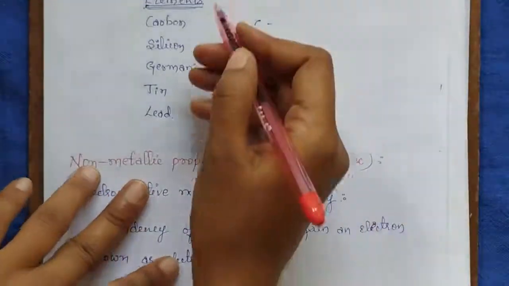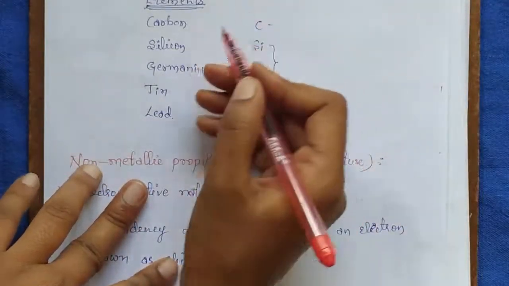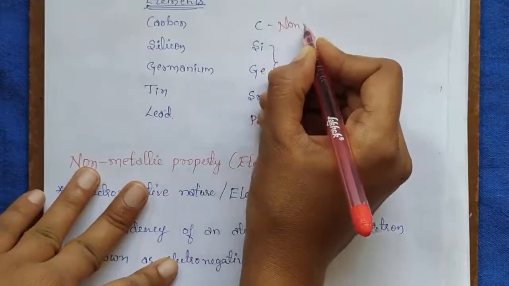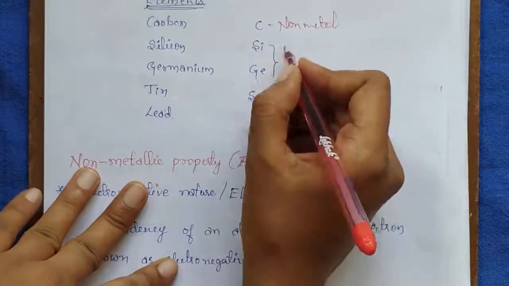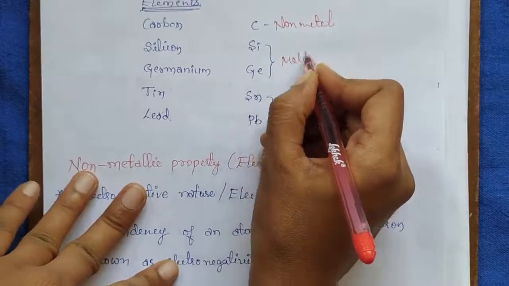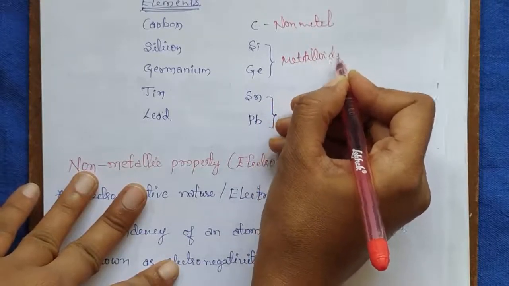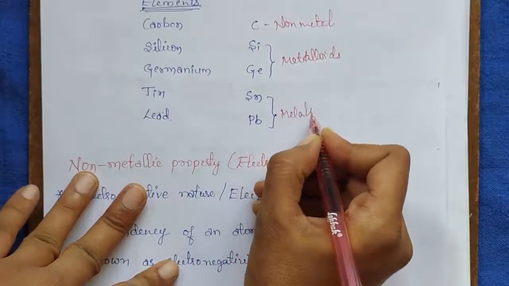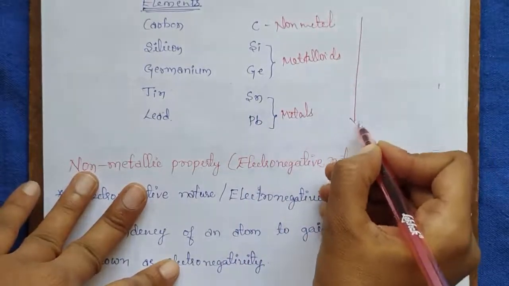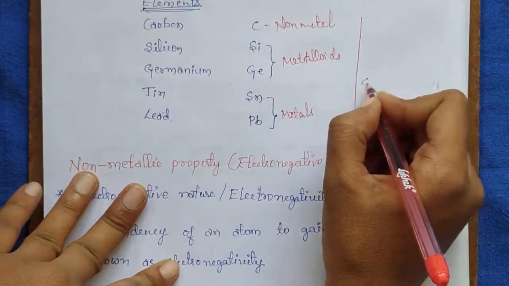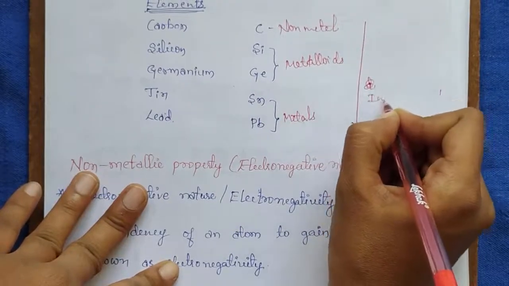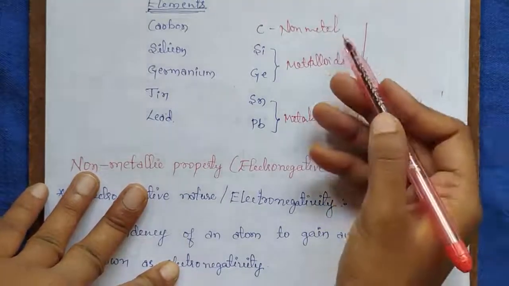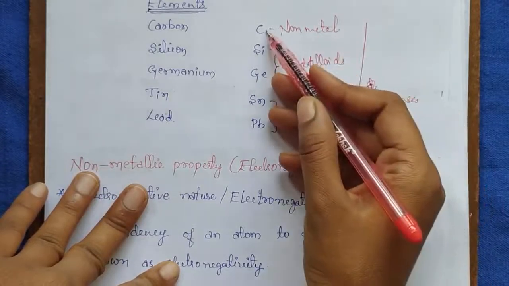Here you can see we have taken the group 14 elements: carbon, silicon, germanium, tin, lead. Carbon is a non-metal. Silicon and germanium are metalloids, and tin and lead are metals. As we move down the group, metallic character increases. This increase is due to the increase in atomic radius from carbon to lead.